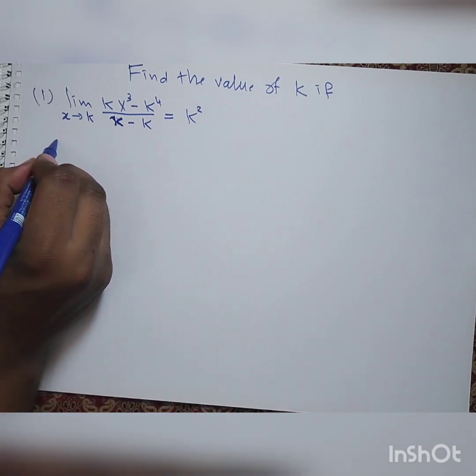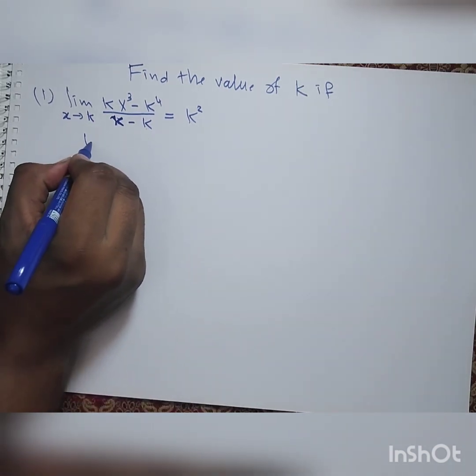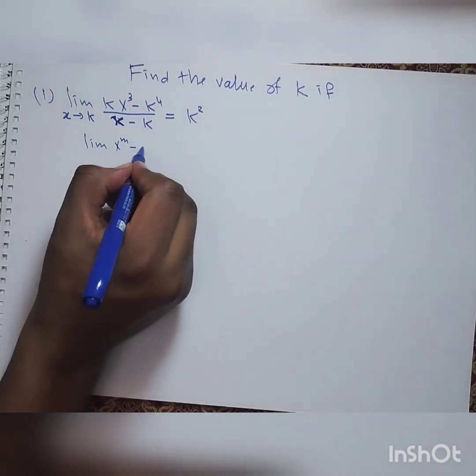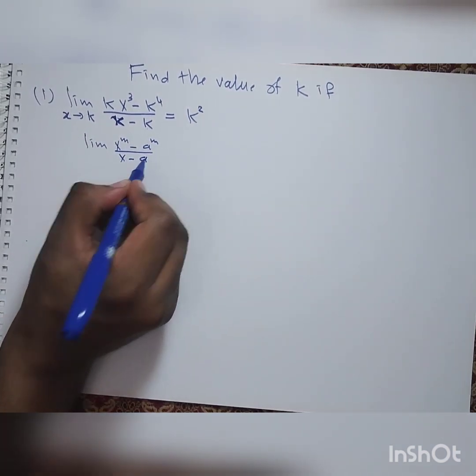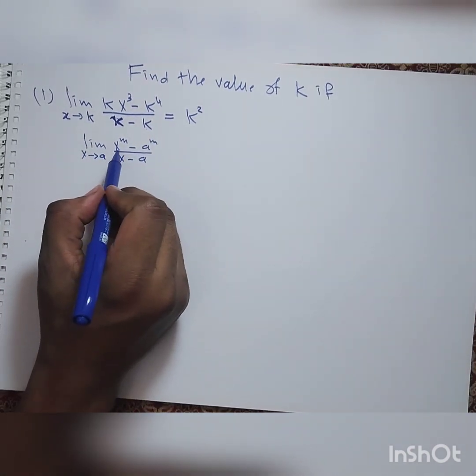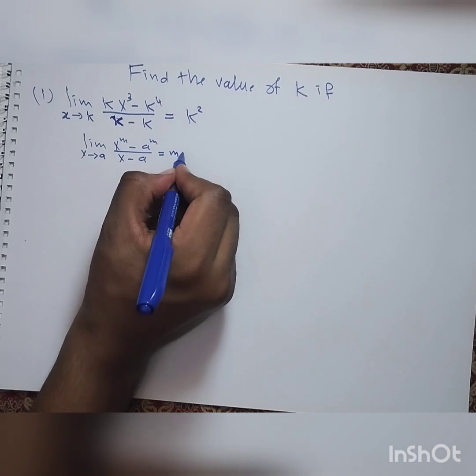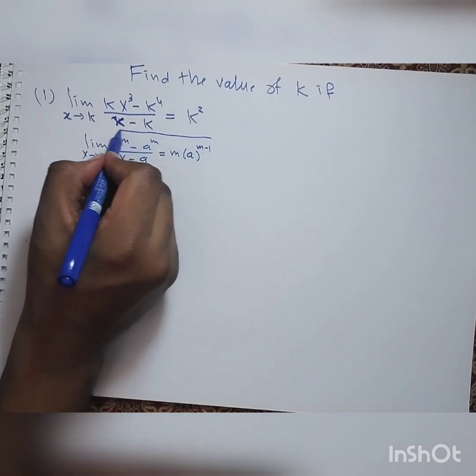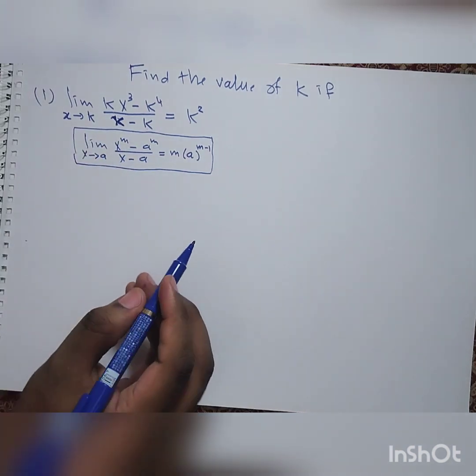So now let us write the rule we are going to apply here. We already know that when we have the limit of (x^m - a^m) divided by (x - a) when x approaches a, it is very important to note that x approaches a, and the rule says that this is equal to m times a to the power m minus 1. This rule we are going to apply to find our value k in this case.